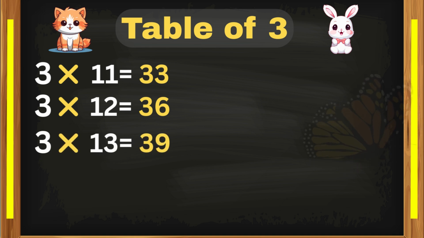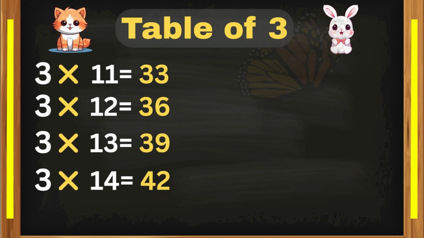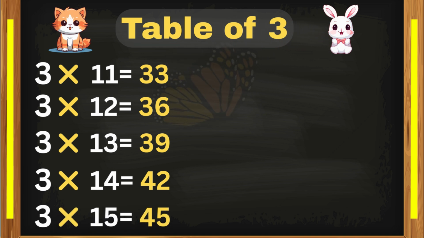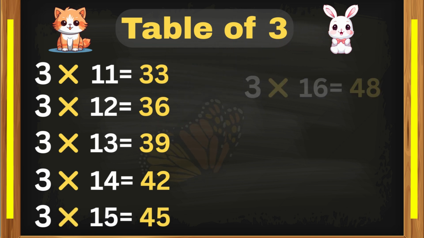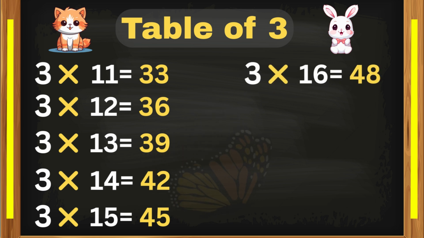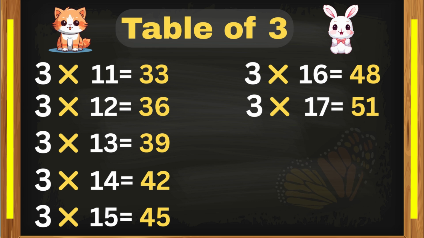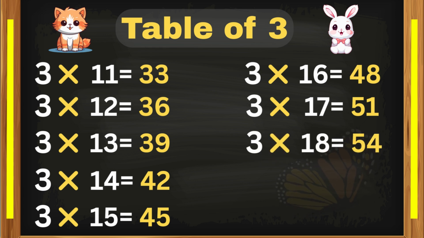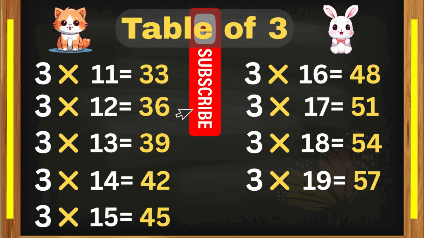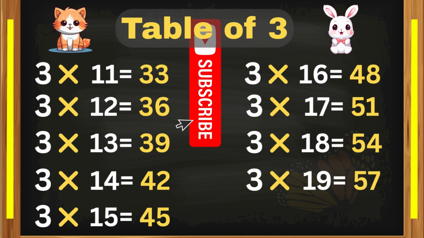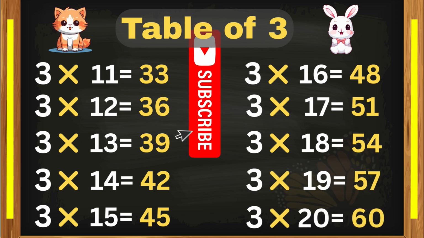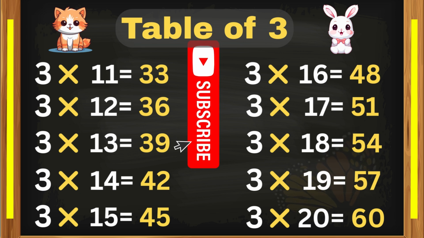3 13s are 39. 3 14s are 42. 3 15s are 45. 3 16s are 48. 3 17s are 51. 3 18s are 54. 3 19s are 57. And 3 20s are 60.